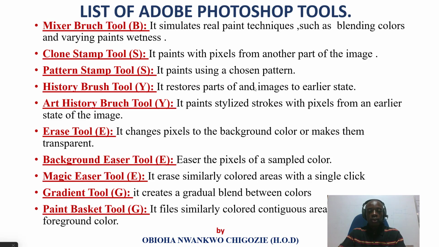There's a mistake here, but don't worry, I'll correct it. It's part of the learning. Okay, the art history brush tool paints stylized strokes with pixels from an earlier state of the image. You have the eraser tool. If you look at them, you see their shortcuts. If you press E, it changes pixels to the background color or makes them transparent.